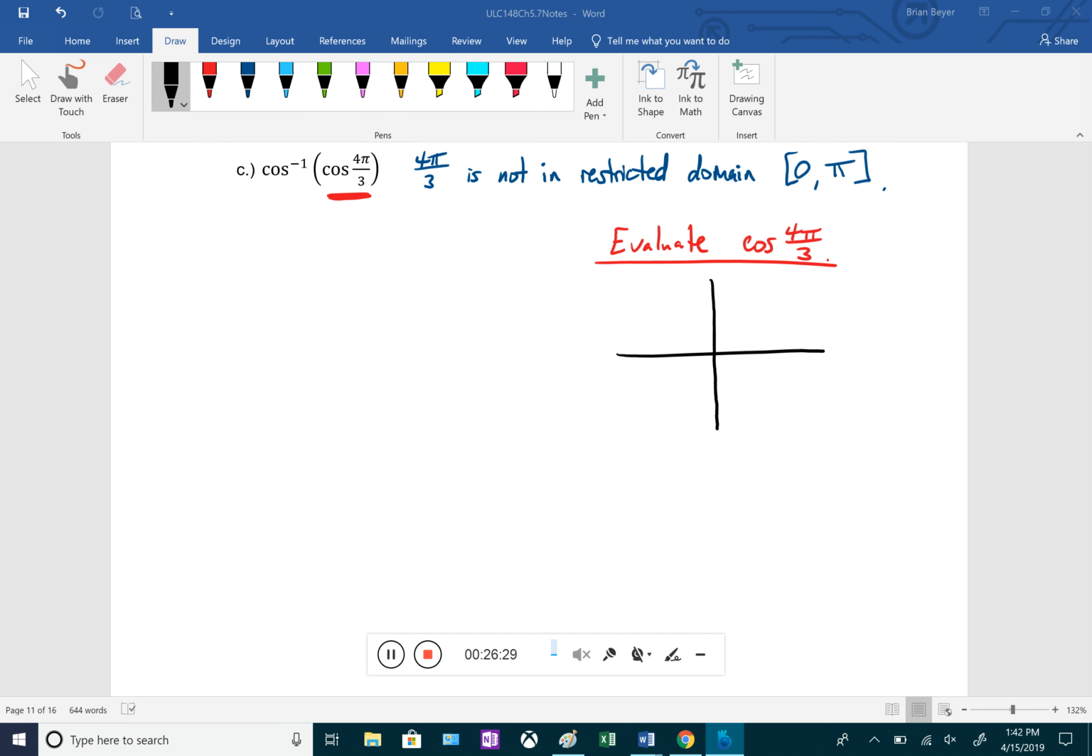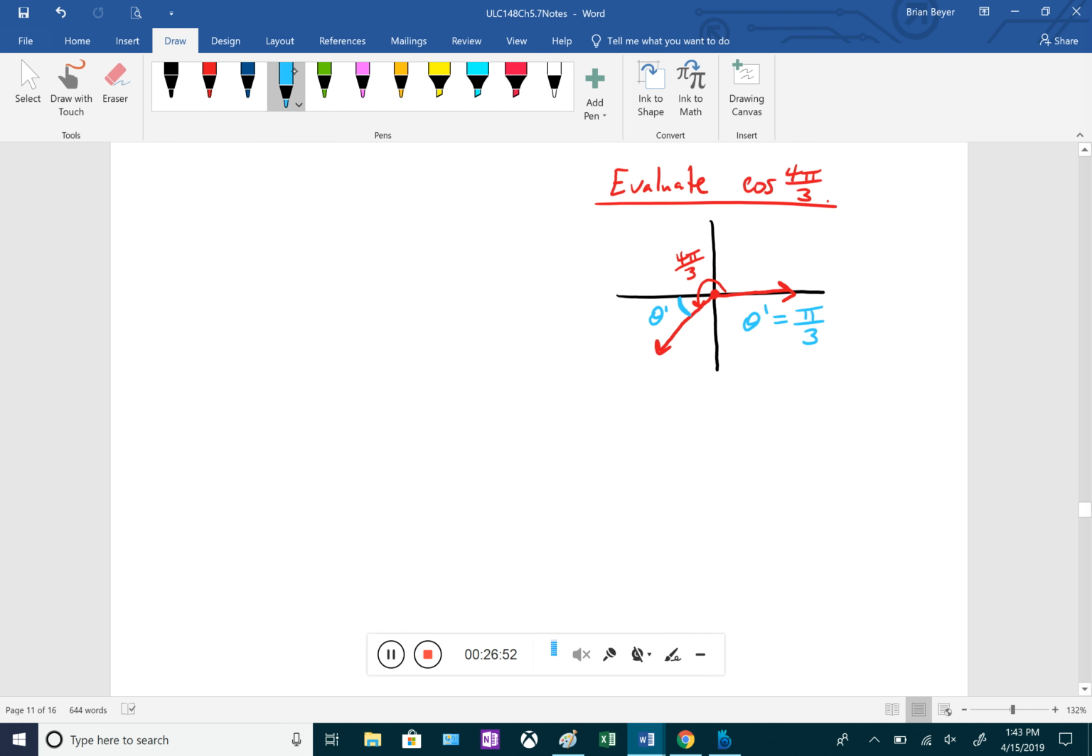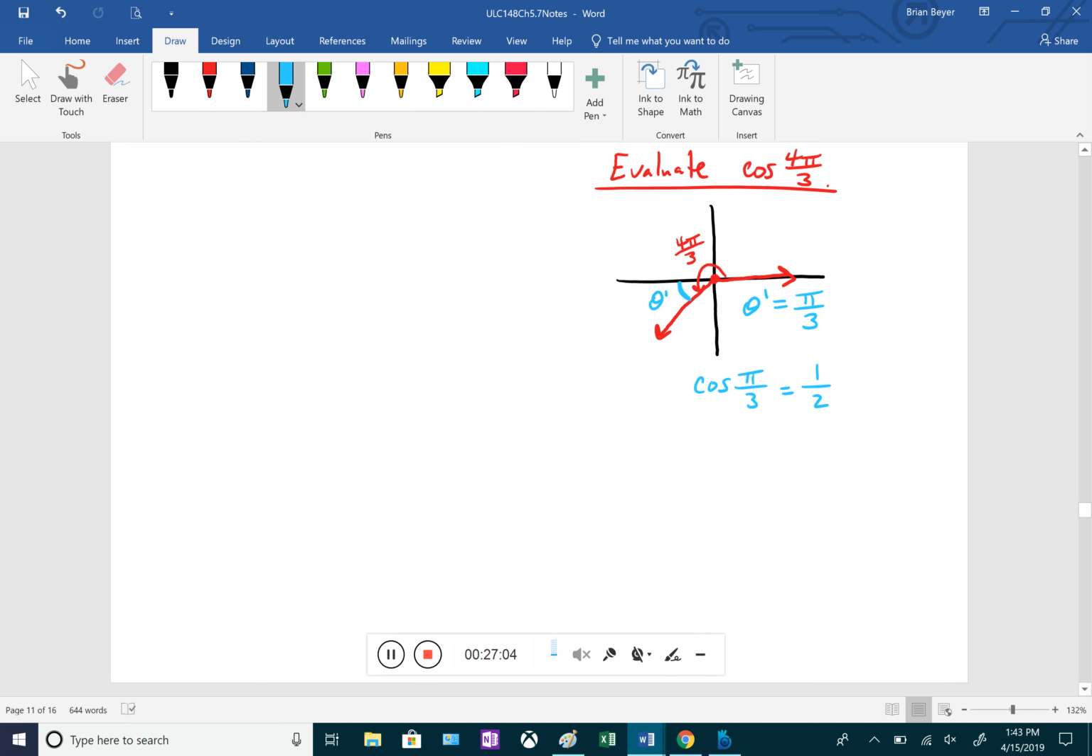So 4 pi over 3 is in quadrant 3. I'm going to do this using the reference angle again. So this is going to be quadrant 3. This is our angle. Our reference angle is going to be right in here. Finding that reference angle, we would get a reference angle of pi over 3. Next we're going to evaluate cosine at that reference angle. So cosine of pi over 3 equals 1/2. Once again, we have a table that we could use for that. And then we have to think, is cosine positive or negative in this quadrant? This is quadrant 3. Cosine is negative in quadrant 3.